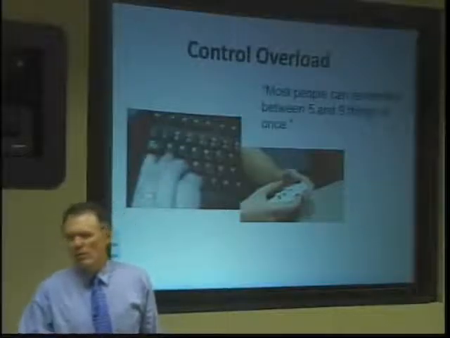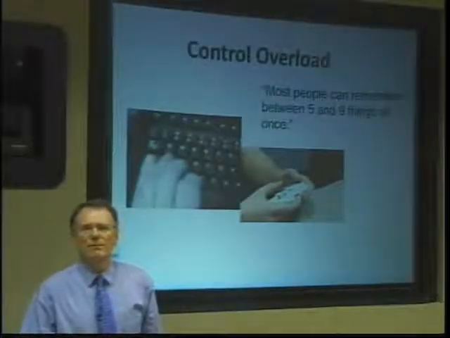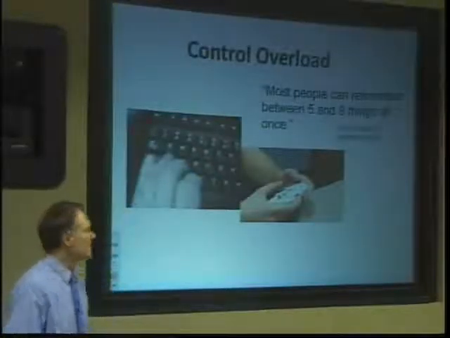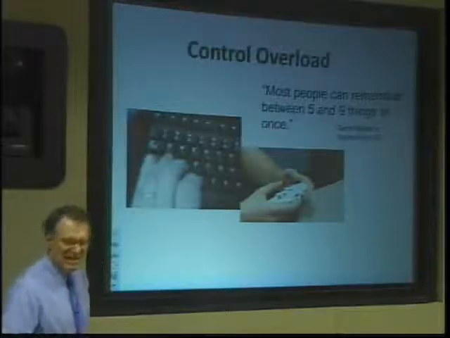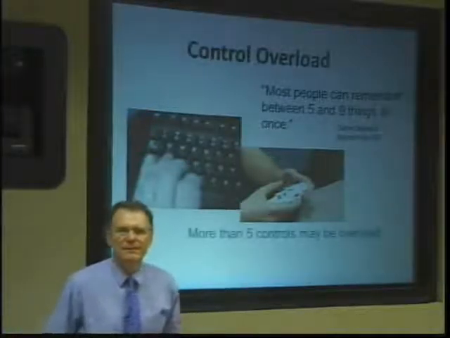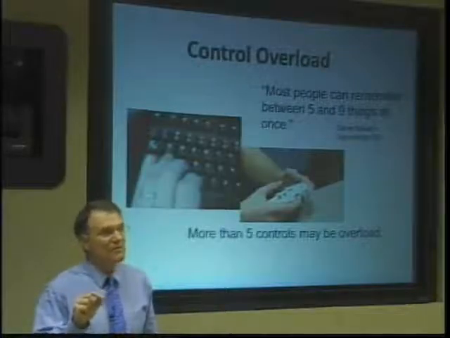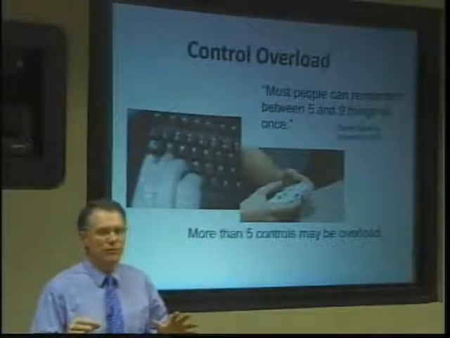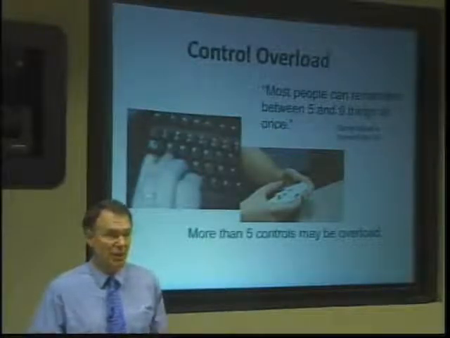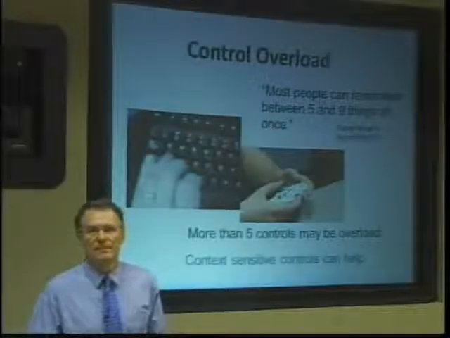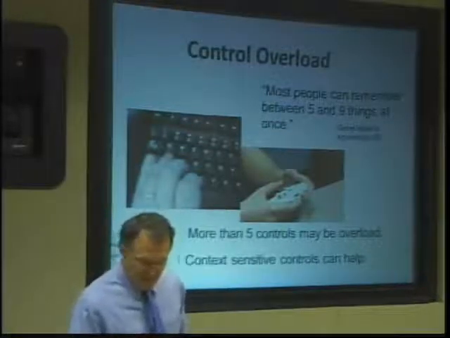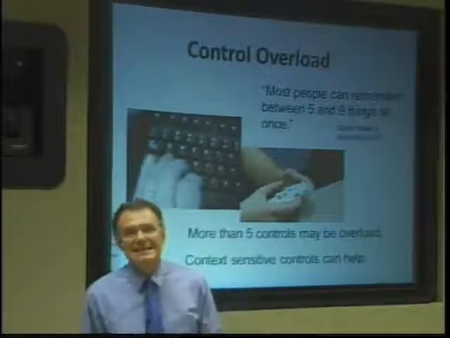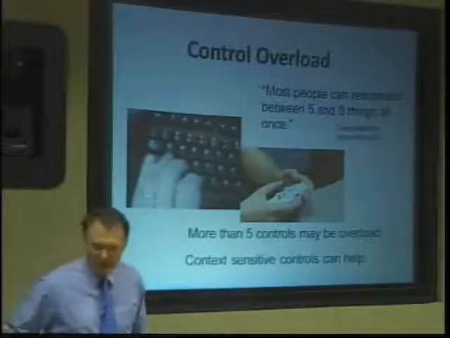According to your book, most players can remember between 5 and 9 things at the same time to keep track of that they need to do. And that's on Game Maker's Apprentice, page 93. So, what that tells us is more than 5 controls that the player has to think about at the same time might be control overload. It might start taking away from the player's pleasure. Now, if you need a game with more than 5 controls or more than 9 controls, context-sensitive controls can help. It's a good point in your book.